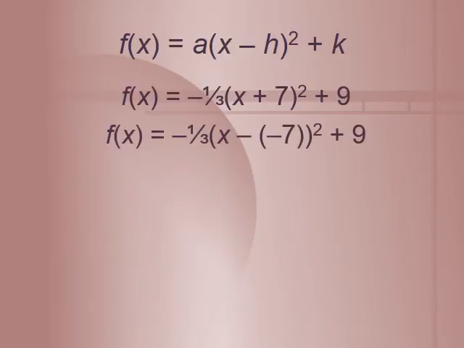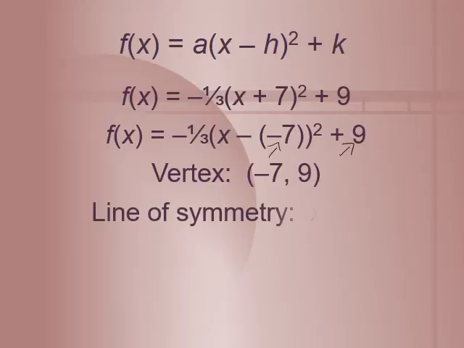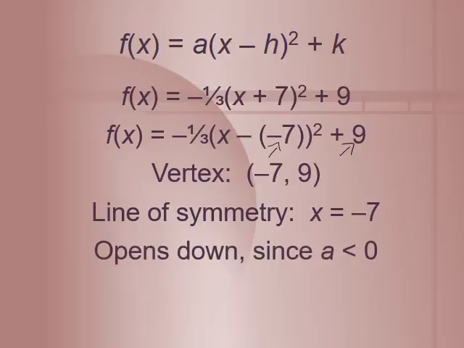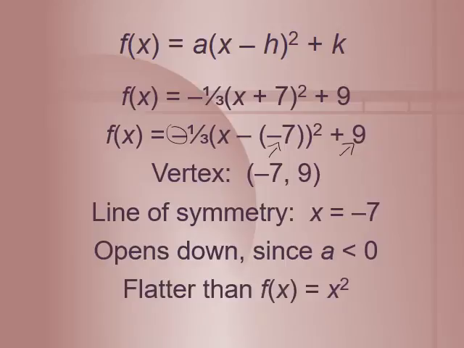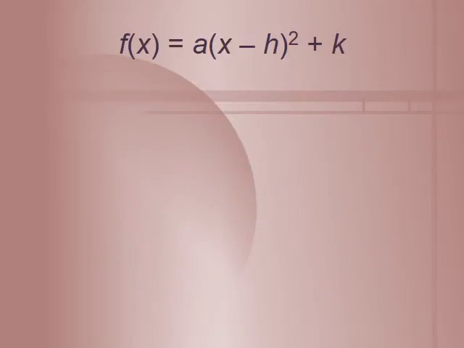So let's look at this one. We'll quickly go through this one with the fractions. Notice our vertex is -7, 9. And our line of symmetry is going to be at -7. It's going to open down because this is a negative. And it's going to be flatter than a normal or wider than an x squared because this number is a small number.